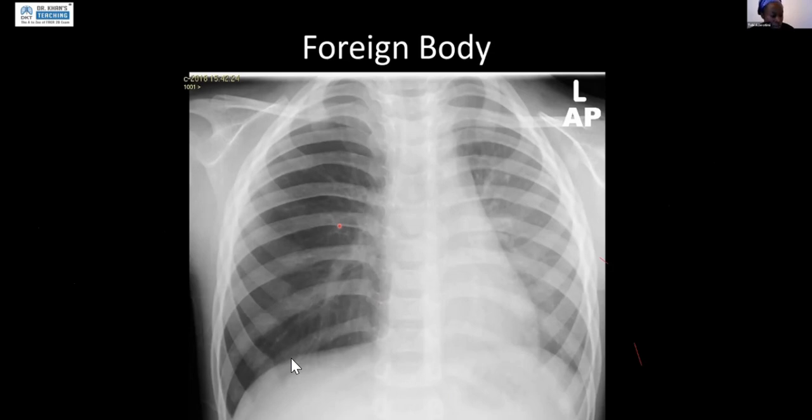So if you ever see a hyperlucent hemithorax in a pediatric patient in particular, you have to raise the possibility of a foreign body, even if you don't see a radiopaque density. There are other conditions that can give you a hyperlucent hemithorax, such as Swyer-James, but foreign body is probably the one we see most commonly. The reason the item may not be radiopaque is that if it's something like food, like a peanut or a grape, you won't necessarily see it on the radiograph. So just be aware of these findings.